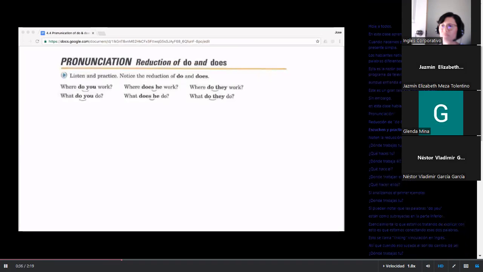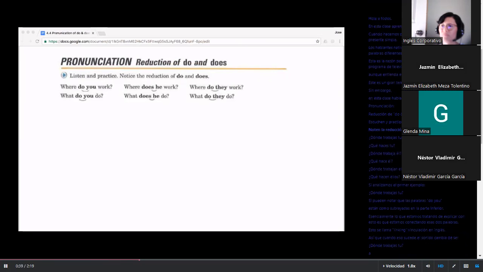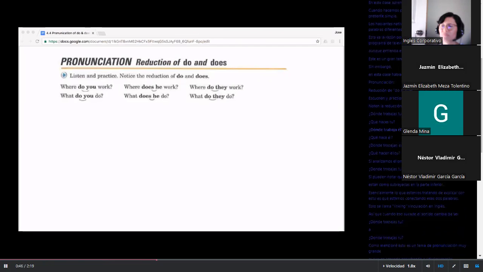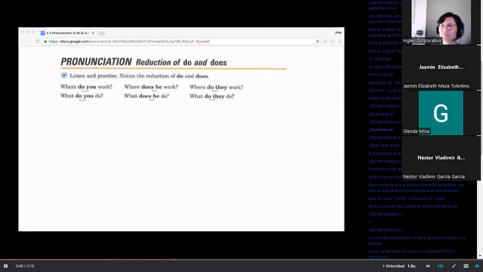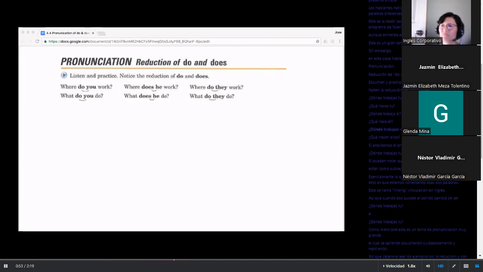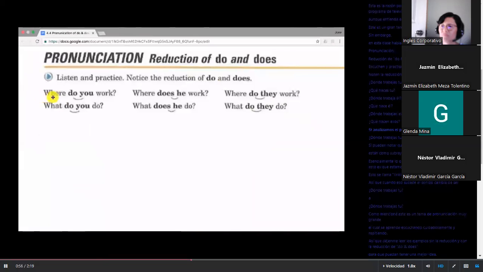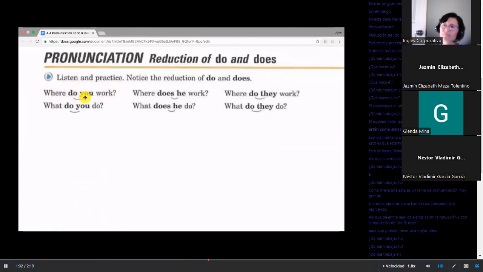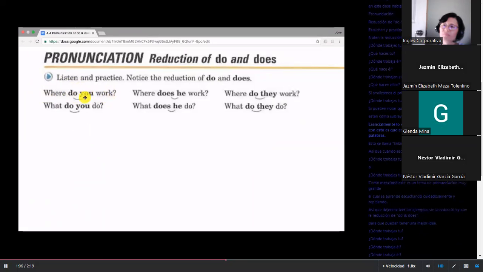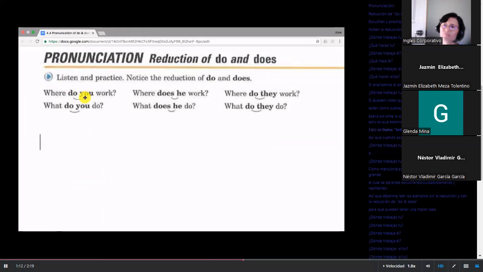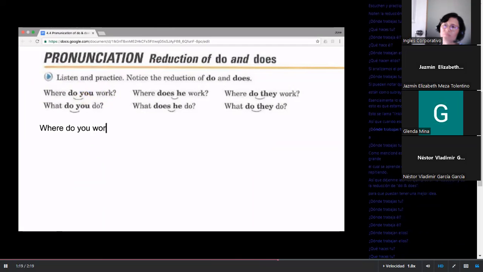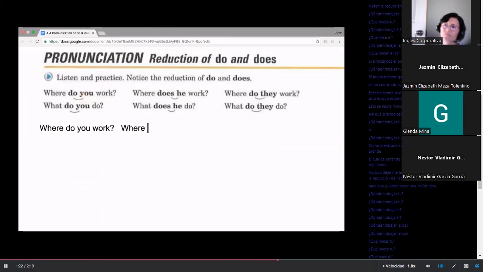Listen and practice. Notice the reduction of do and does. Where do you work? What do you do? Where does he work? What does he do? Where do they work? What do they do? If we analyze the first example, where do you work? If you notice, do you are sort of like underlined at the bottom. Essentially, what we're trying to explain by this is that we are connecting those two words. This is called linking in English. So when that happens, the sound changes from where do you work to where do you work?